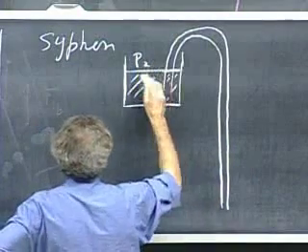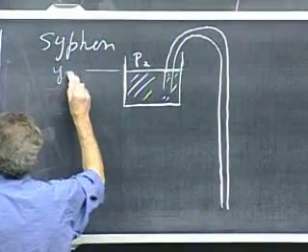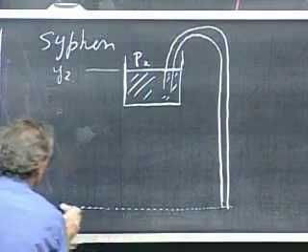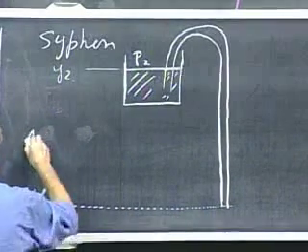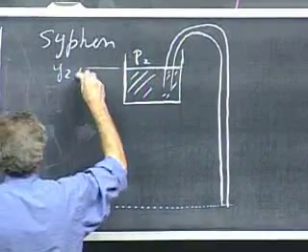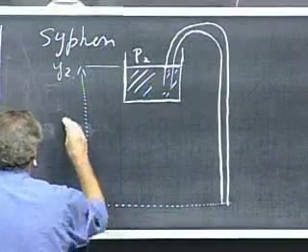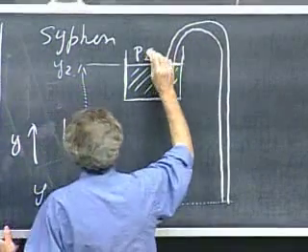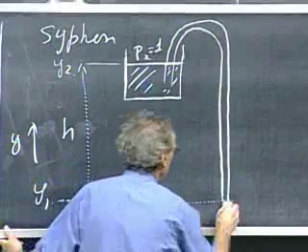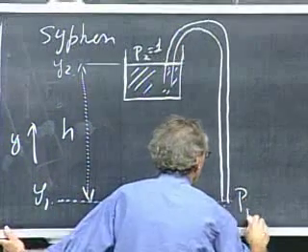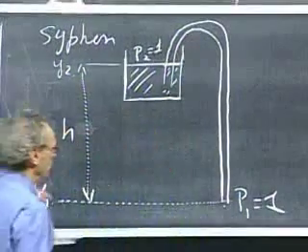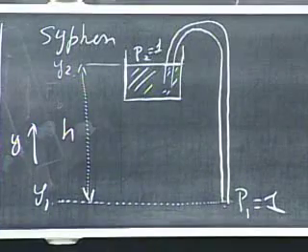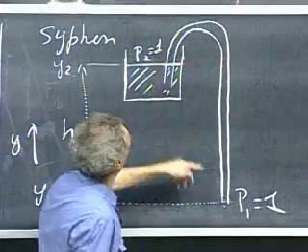This level, P2, Y2, this is Y1, increasing value of Y. This height difference is H. P2 is 1 atmosphere. I put a 1 there, it's atmosphere. And here, if it's open, then P1 is also 1 atmosphere. So there's air in here, and there's liquid in here.